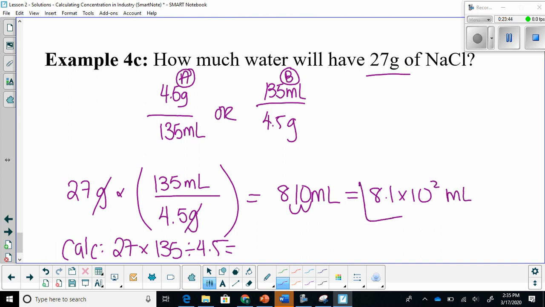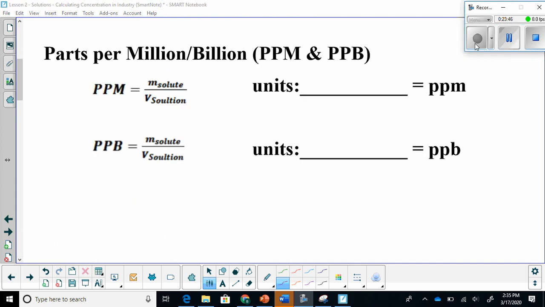There you go. All right, the last way that we can measure concentration in industry is parts per million, which is ppm, and parts per billion, which is ppb. The formula is the same: mass of solute over V solution. However, it's the units that make it parts per million or parts per billion. When you are working with parts per million, your mass needs to be measured in milligrams, and your volume will be measured in liters. So the units of ppm are milligrams per liter.